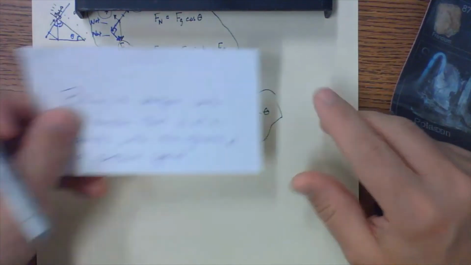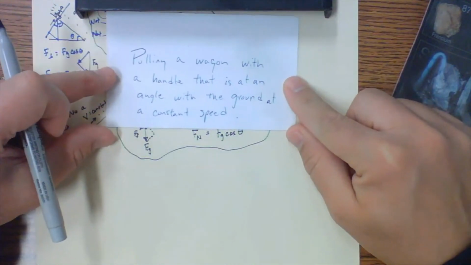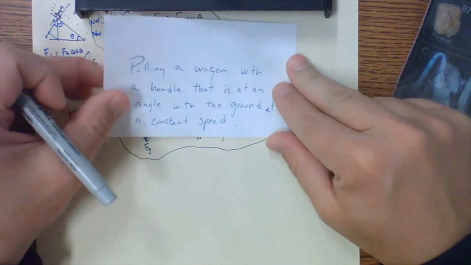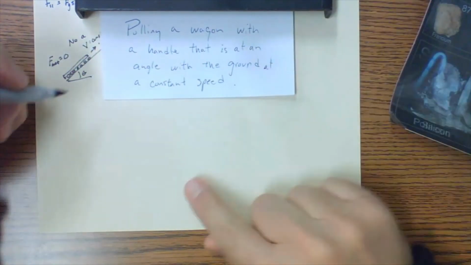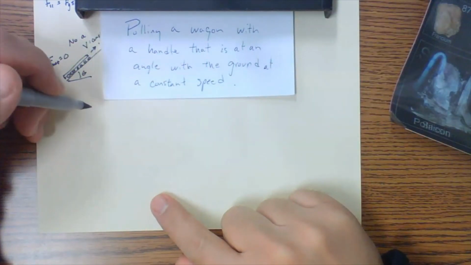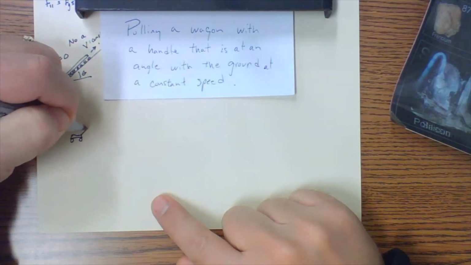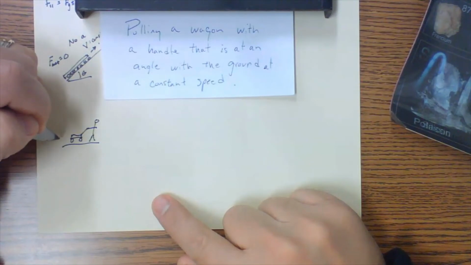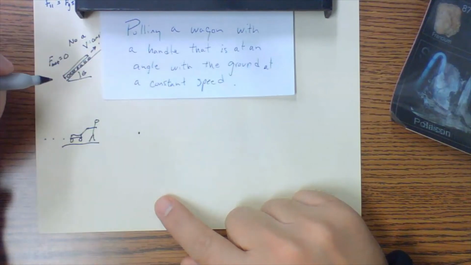Here I've got a wagon. Okay, we're going to pull a wagon with a handle that is at an angle with the ground at a constant speed. Okay, so let's slide this up here a little bit. Now, look at our wagon. So if we decide to do this one, let's see, here's my wagon. Okay, here's my handle at an angle. So here's us pulling our wagon. We know that the speed is the same, so it's constant. Okay, we're going to put our dot to represent the wagon.